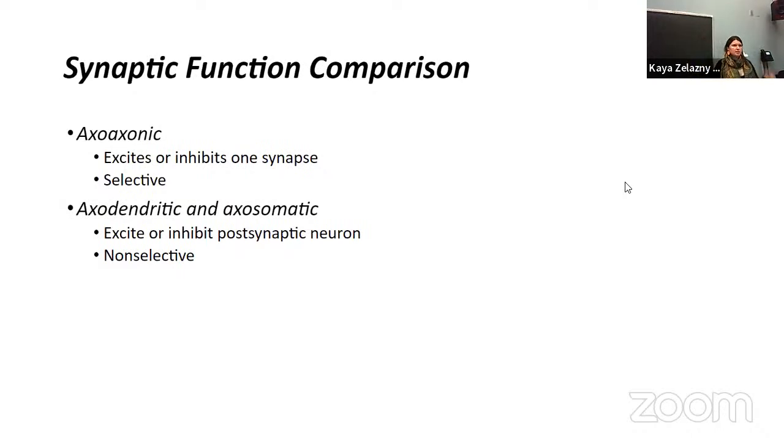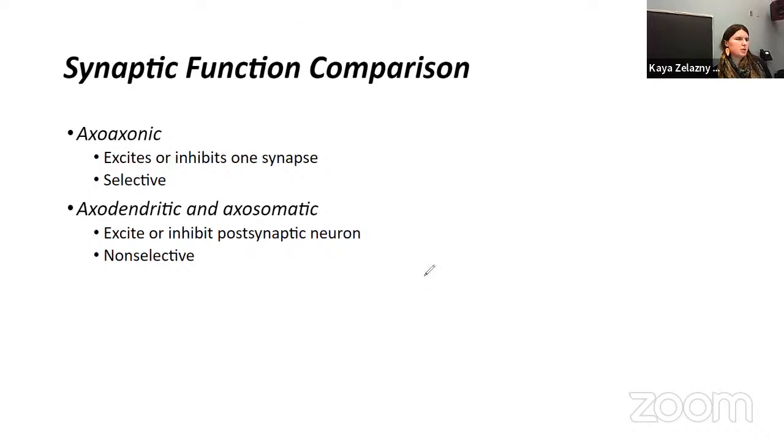So when we think about our different types of synapses, the axo-axonic connections are going to be selective, right? They're going to be really exciting or inhibiting that one synapse, that modulation that we just looked at. Our axodendritic and axosomatic connections are going to excite or inhibit the postsynaptic neuron, but they're not going to be as selective here, right?